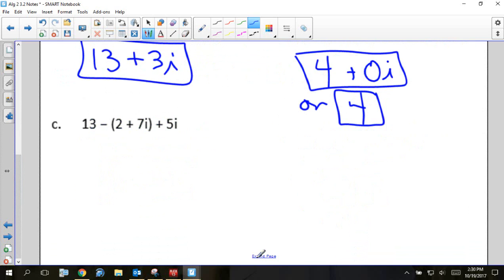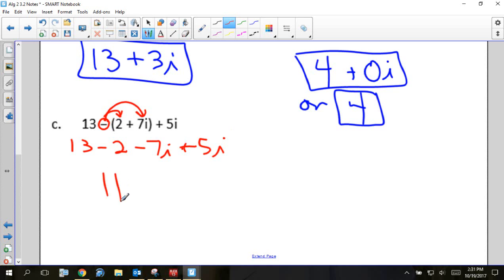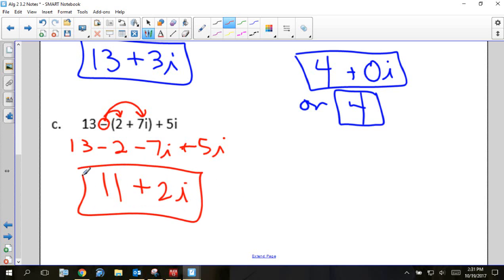Okay, and then the last one, we have a parenthesis, and in front of the parenthesis is a negative sign. So that means I have to subtract the 2 and subtract the 7i. So I have 13 minus 2 minus 7i, and then plus 5i is not part of the parenthesis, so I just bring it down, plus 5i. So I got rid of my parentheses. How many like terms can I add together? Always add like terms. 13 and minus 2 is 11. Negative 7i plus 5i is negative 2i.